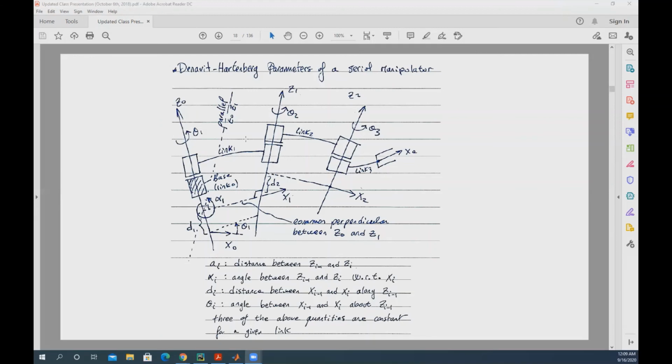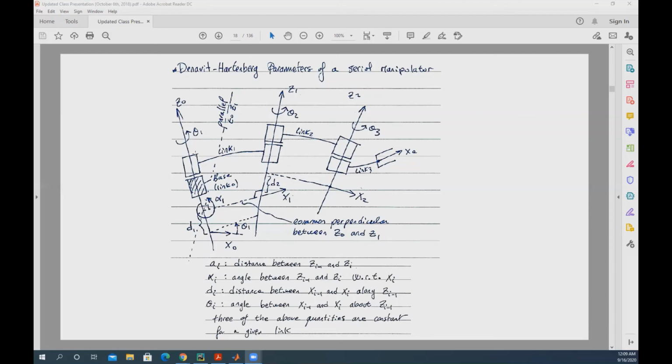Okay, so Z0 basically drives link 1, Z1 basically drives link 2, right? So Z0 would be along the first motor, driving link 1, and then Z1 is along the second motor driving link 2, and then Z2 drives link 3, and so on and so forth. This is how you put the Z-axis.